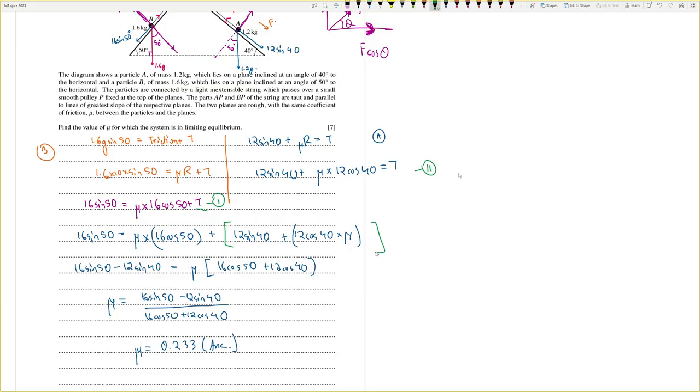Now if you break everything down, put mu on one side, you actually end up with 16 sine 50 minus 12 sine 40 equals mu times 16 cos 50 plus 12 cos 40. So ultimately you end up with a value of mu equal to 0.233. That is the only answer that you will get. Okay, rounded off to 3 s.f., of course. Hopefully you guys get this.